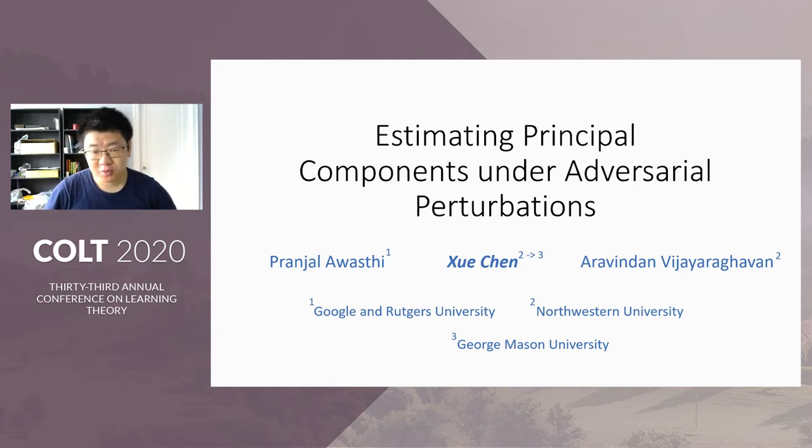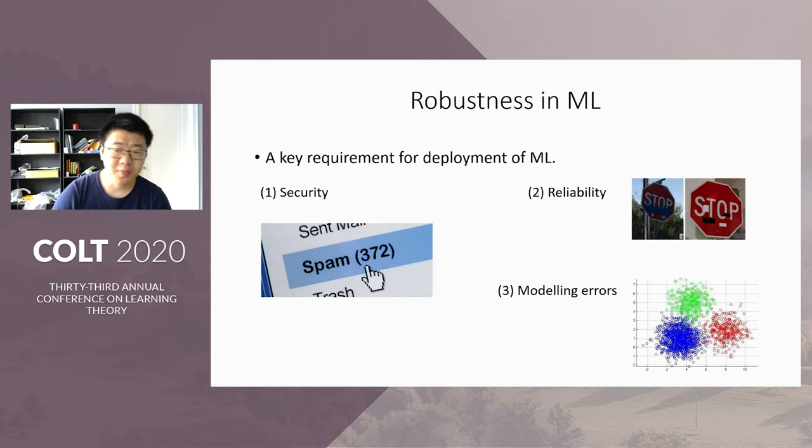Today, I will discuss estimating principal components under adversarial perturbations. This is joint work with Pranjal Awasthi from Google and Rutgers University, and Aravindan Vijayaraghavan from Northwestern. Okay, let me start with the introduction.